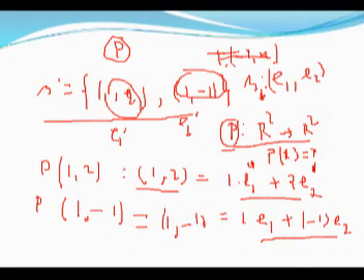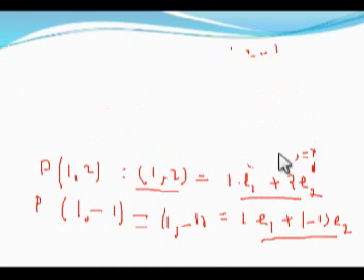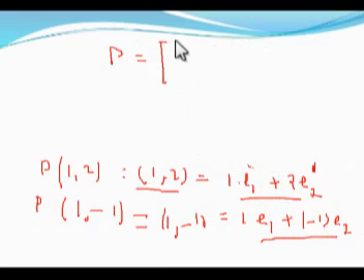So now I have expressed it, I can find out the relative matrix of P. Again, remember that 1 and 2 will be the first column, and 1 and minus 1 will be the second column. So this is the P. In this way we can find out P inverse also, and then solve this.